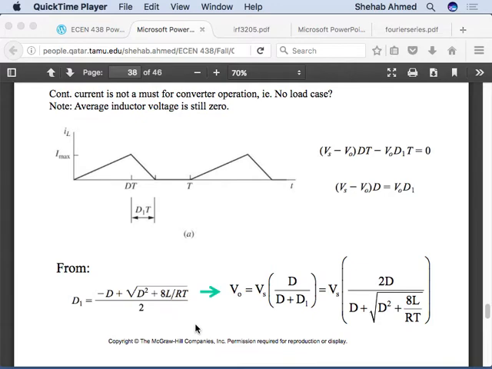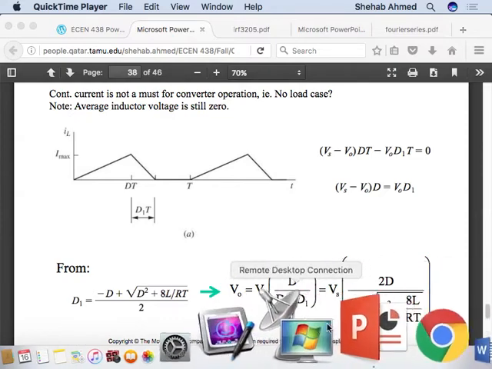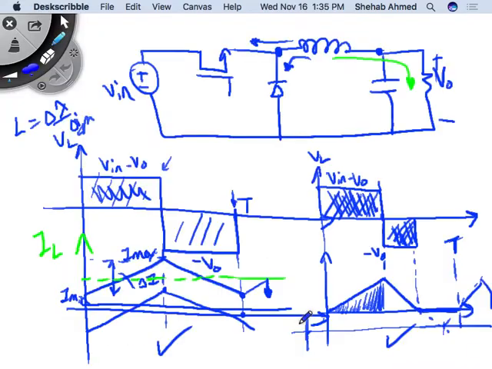So if you have the same ripple, let's go back to the same value of ripple current. This is ripple. This is ripple.